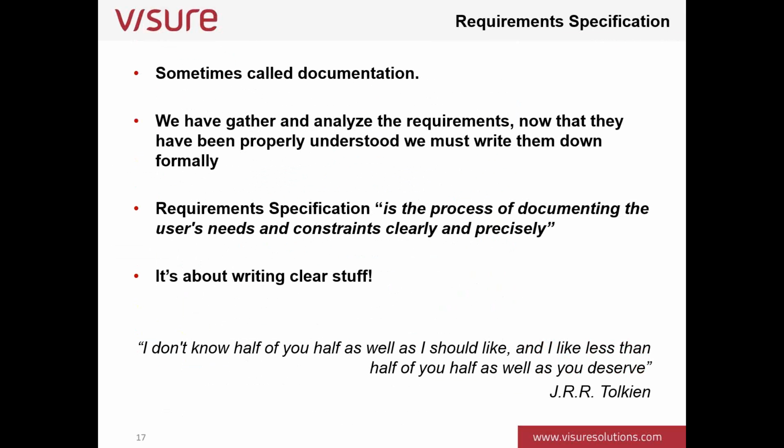Okay, we can define the requirement specification as the process of documenting the user needs and constraints clearly and precisely. As it says here in the slide, it's about writing clear statements. We have gathered the requirements, we have analyzed the requirements, and now that we have understood those requirements, those needs, we are going to present those requirements or the solution, depending on the level of detail we are writing. If we are writing user requirements or system requirements, we write down now what we have properly understood. Okay, so let's write that down formally. Basically, it's the process of documenting the user needs and constraints clearly and precisely.